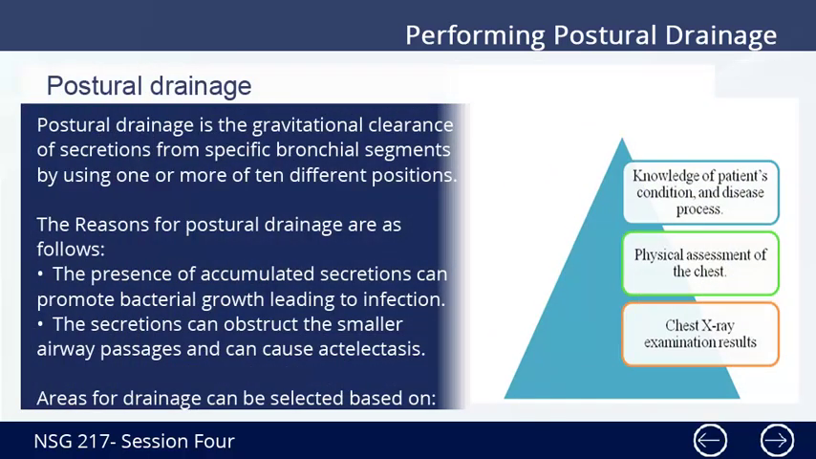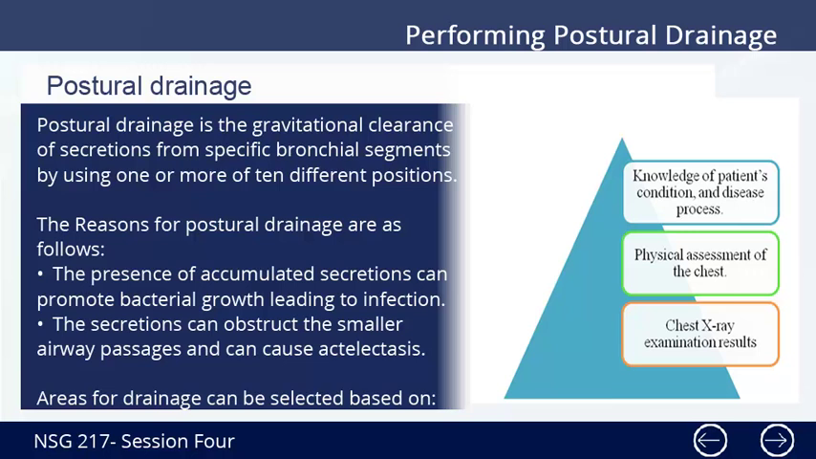1. Postural drainage. Postural drainage is the gravitational clearance of secretion from specific bronchial segments by using one or more of 10 different positions. Each position drains a specific corresponding section of the tracheobronchial tree, either from the upper, middle, or lower lung field into the trachea. Coughing or suctioning can then remove the secretions from the trachea.